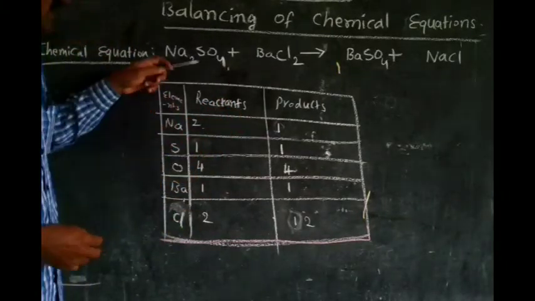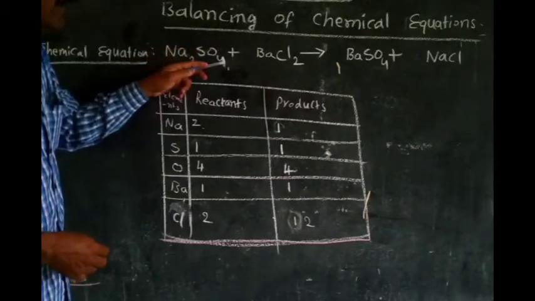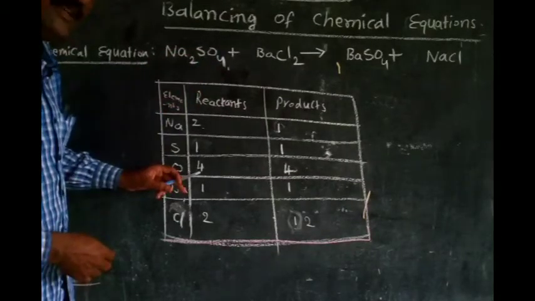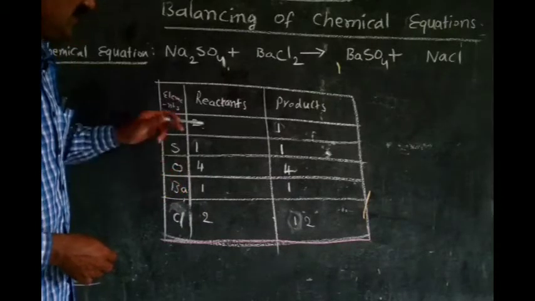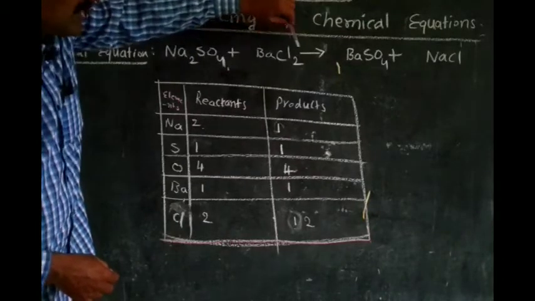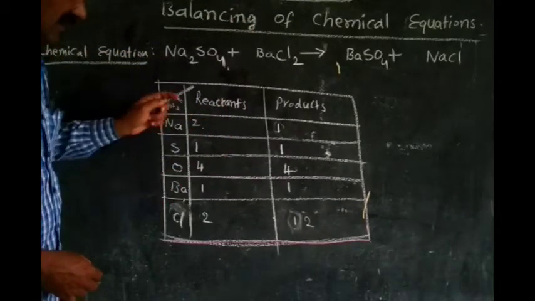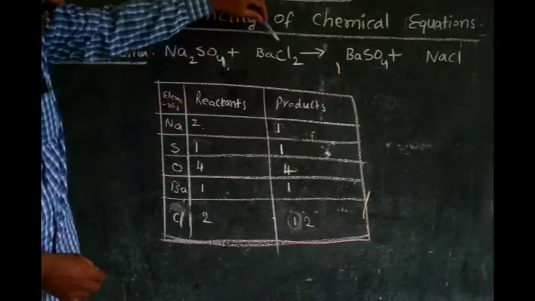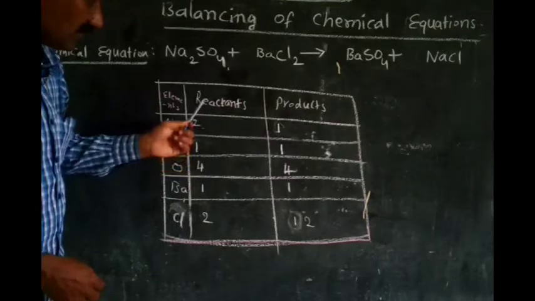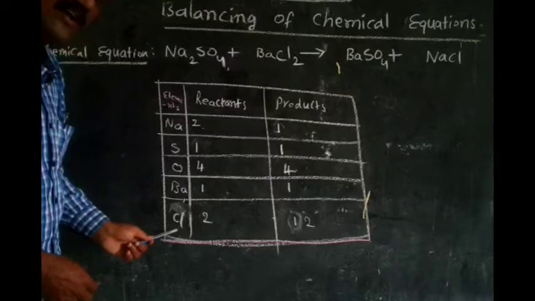And oxygen, four atoms are there in the sodium sulfate. That's why we wrote 4. And coming to the barium, in the barium chloride, one atom of barium is there. That's why we have written 1 here in the reactants column. And chlorine, 2 atoms are there. That's why here we wrote 2 in the reactants column against the chlorine.